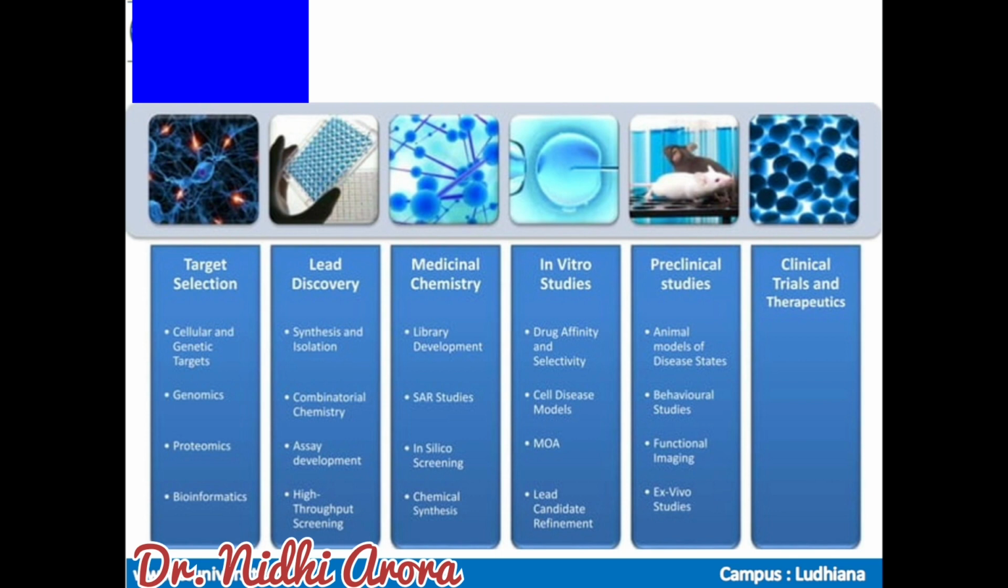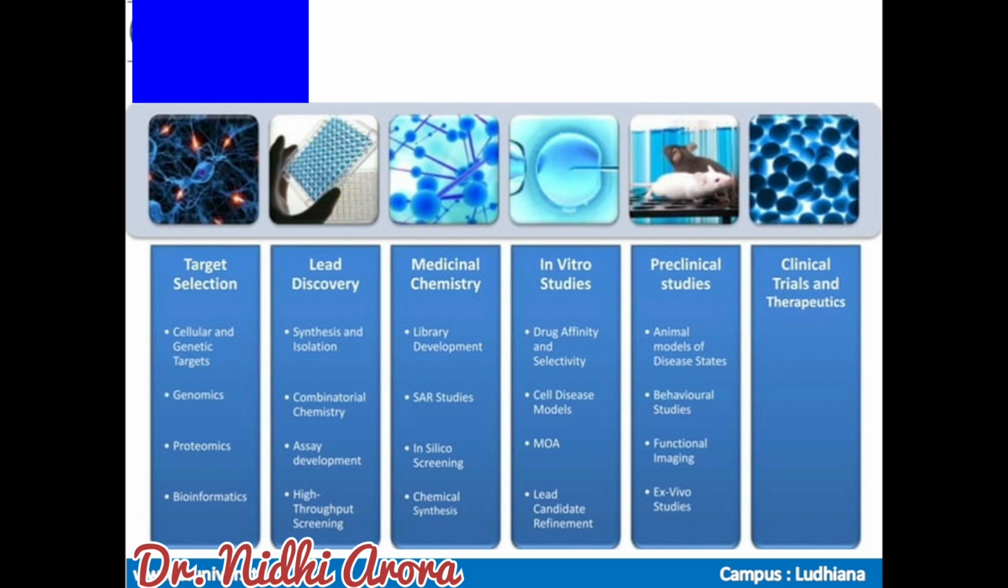So first we select the target, then we go with lead discovery. We discover the lead, and then we go with medicinal chemistry. We discuss the medicinal chemistry, and after it passes this, it goes to in vitro studies, and after that preclinical studies, and then clinical trials.